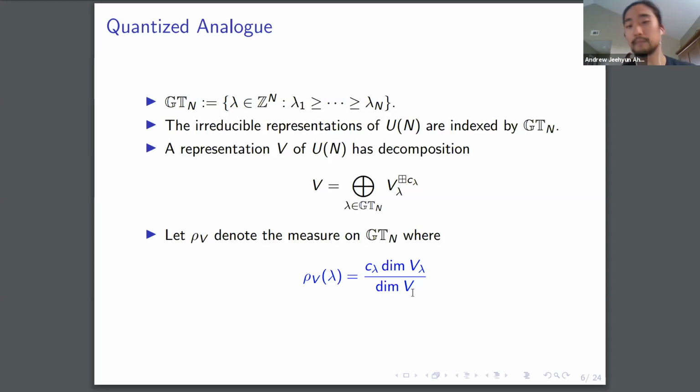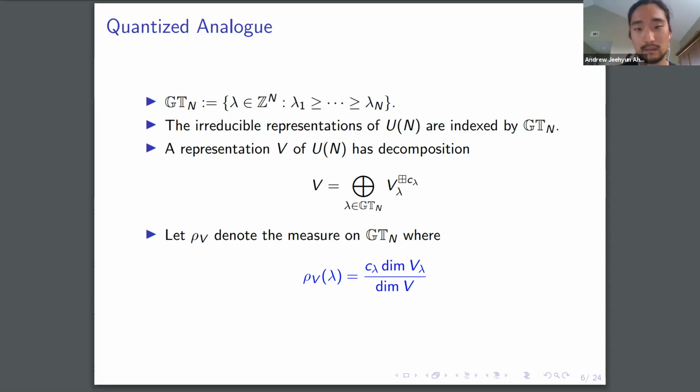Another way to say it is that the probability of observing lambda is equal to the proportion of the dimension of the isotypic component corresponding to lambda in V.